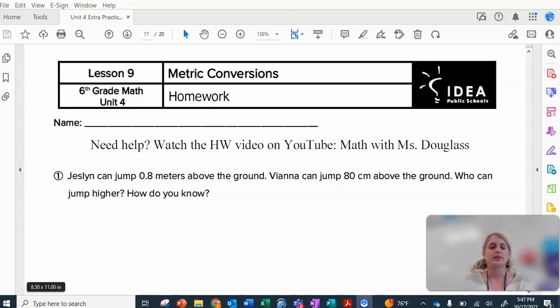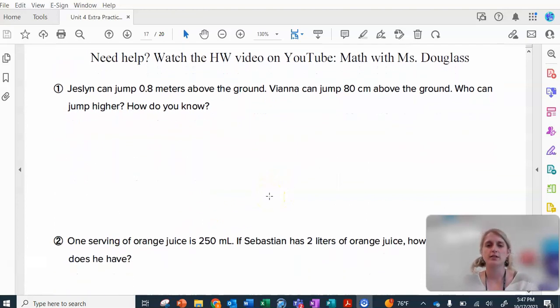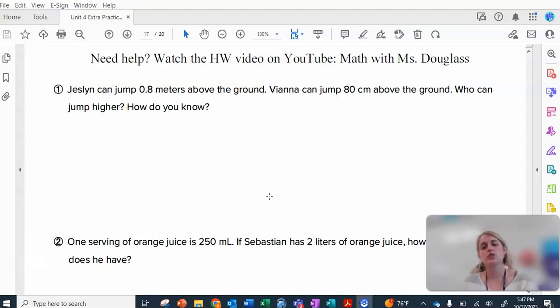All right, our first problem is about Jesslyn. Jesslyn is jumping 0.8 meters above the ground. Viana can jump 80 centimeters above the ground. Who can jump higher? So you need a reference chart to solve all these problems.